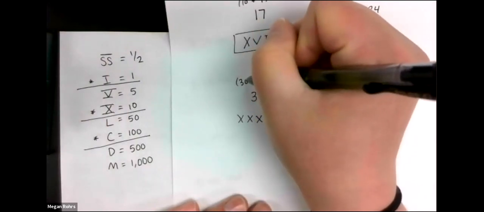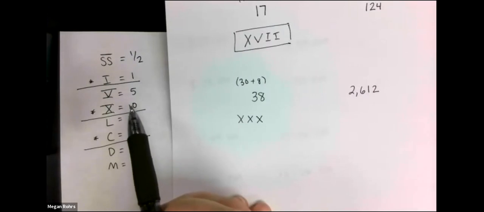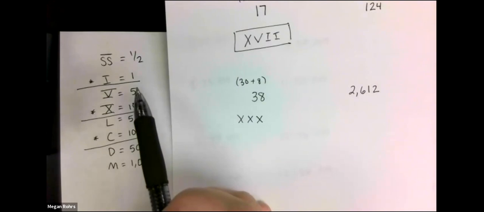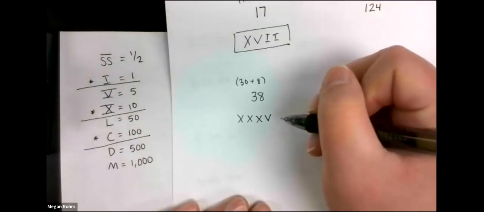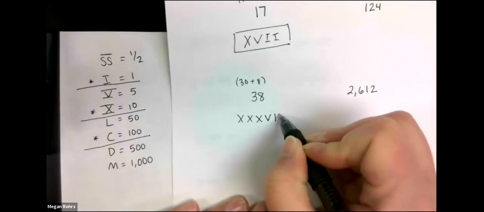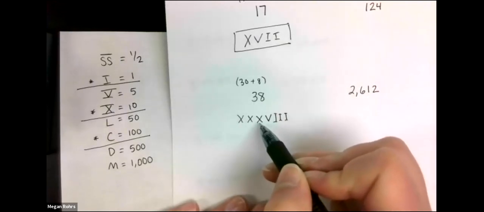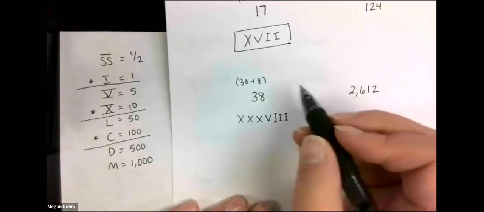Now we need to write out 8. So we basically are doing 30 plus 8 here. So 8, well, I can't put 2 ones before an X because that would break the rule. We can only have one smaller number here before a larger. So I'm going to have to start with the 5. So 5 is V. And then we have 6, 7, 8. So I need 3 more I's there. So 10, 20, 30, 35, 36, 37, 38.